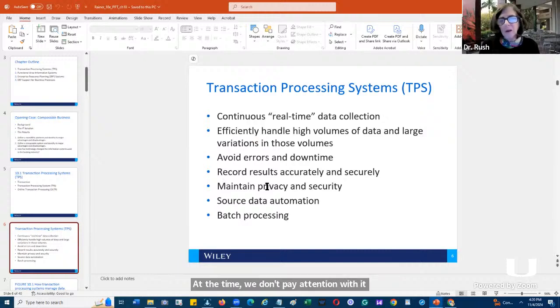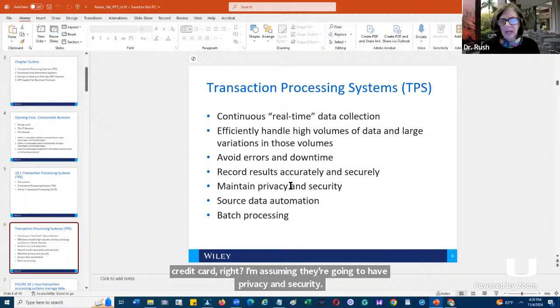But of course, we want to maintain privacy and security. When I give my credit card, Elena, I don't want the system to grab my credit card with my code behind it and basically steal my credit card information. So hopefully these systems, when I'm doing online, are going to protect my privacy and security. Or if I go to Whole Foods, I have to tap my credit card, and I'm assuming they're going to have privacy and security. Do they get hacked? Of course they do, Elena, sometimes.